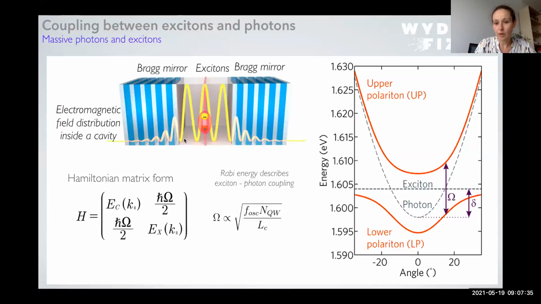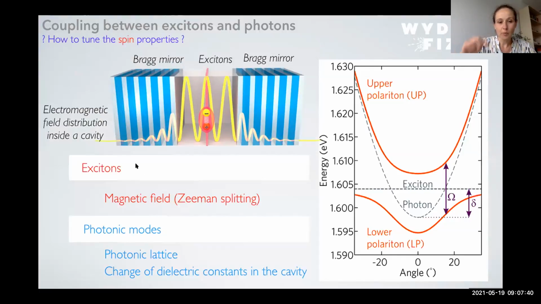So I have now built exciton-polaritons composed of excitons and photons. But I would like to decompose it in such a way that I first consider what happens with the excitons, so to what external fields the excitons themselves are fragile. And this is usually the external magnetic field and the Zeeman splitting that allows us to split the spin components of excitons. And then I will discuss what we can do with the photonic modes, so how we can tune the photonic modes to really achieve some control over the spin of the exciton-polariton itself. So this is the outline of my talk.